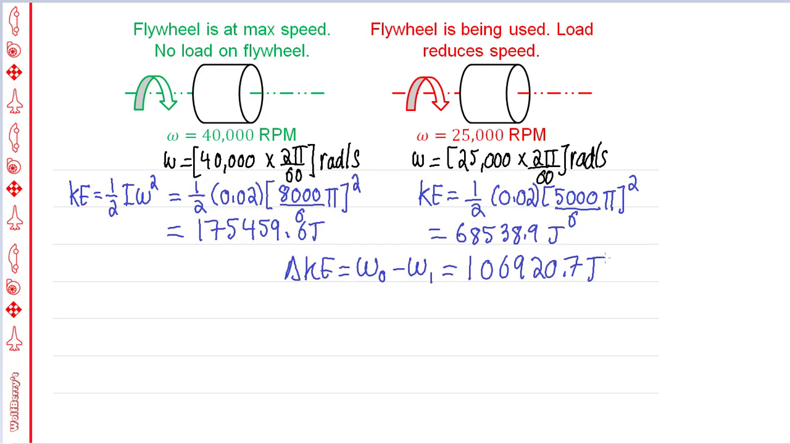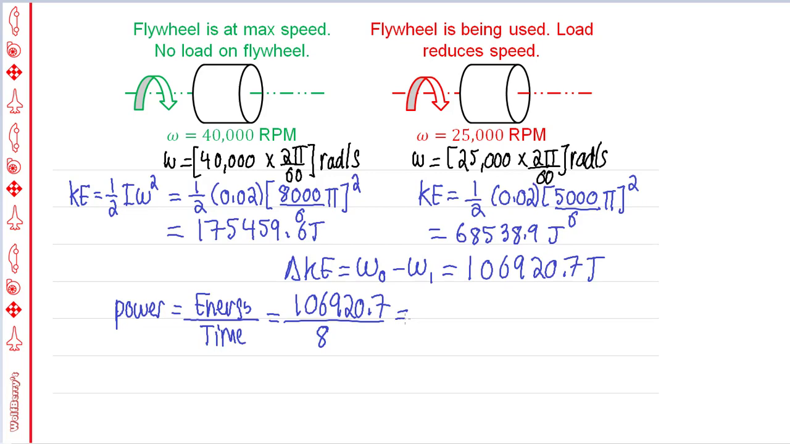Now the next part asks us for average power. And power is energy divided by time. The reason it's average is because it means the torque is constant throughout. So we take our energy value that we found in the previous question and we divide it by the time, which in this case is 8 seconds. So we find that the power is 13,365 watts, which is approximately equal to 13 kilowatts of power transferred from the flywheel to the wheels of the car.